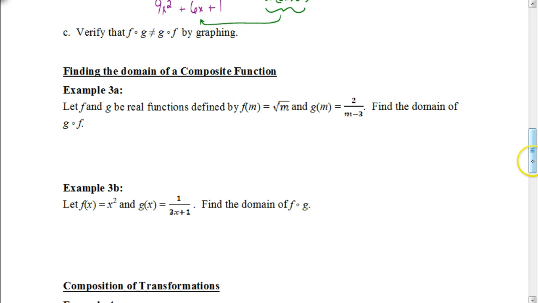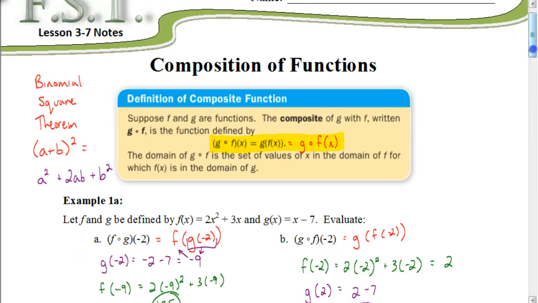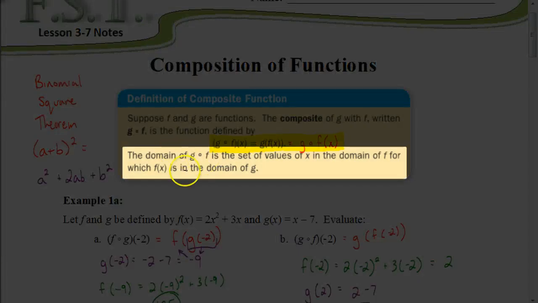Now, remember from the beginning of our notes, let's go back up there. There is this sentence here that talks about the domain of the two functions. The domain of g following f is a set of values of x in the domain of f for which f of x is in the domain of g. What in the world does that mean? Well, here's what this is telling you.